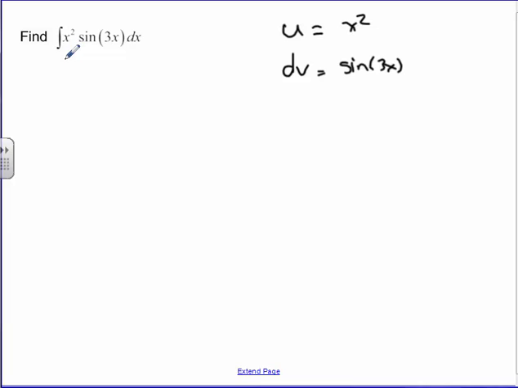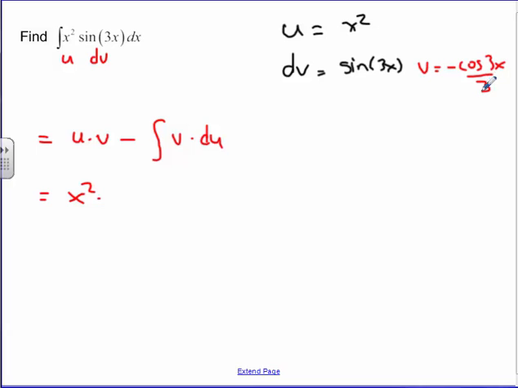So this one I'm going to make be u. This one I'm going to make be dv, which means that my formula for that is equal to, pardon me, u times v minus the antiderivative of v times du. Okay, so u I have. U is x squared. V I do not have, so I'm going to have to try to figure out what the antiderivative is. So going from the derivative backwards is going to be a negative cosine of 3x over 3.